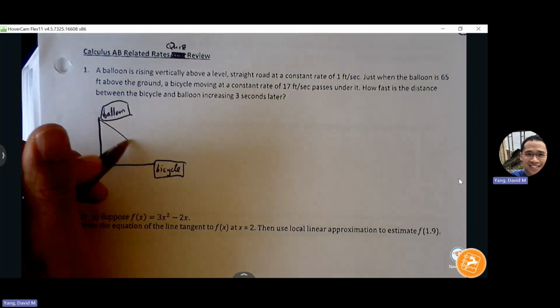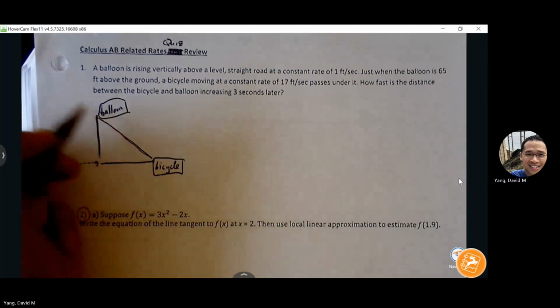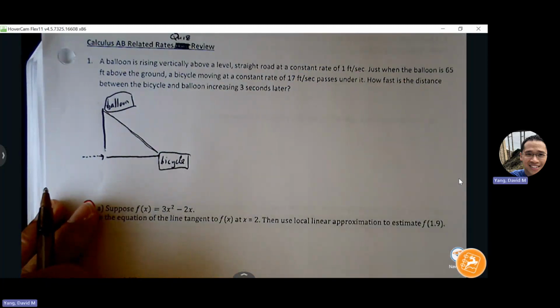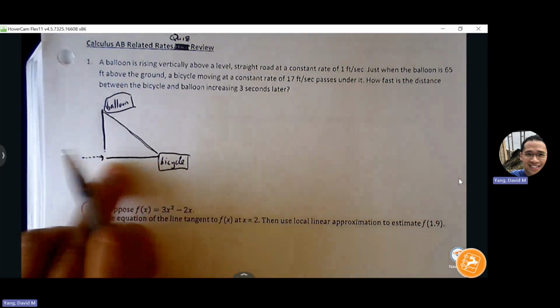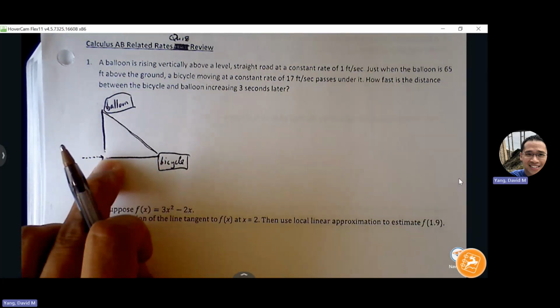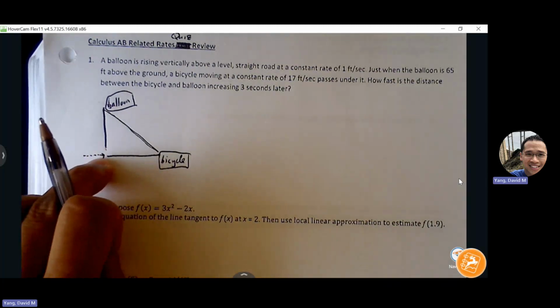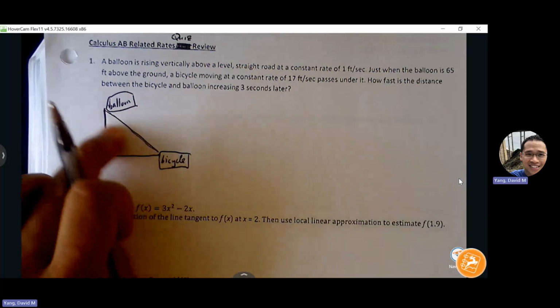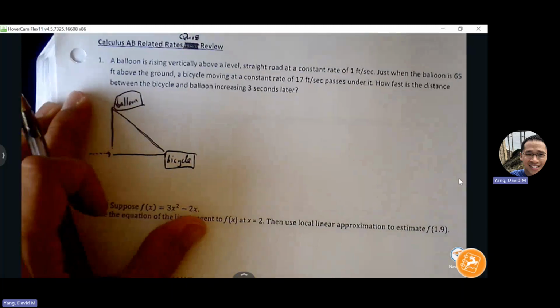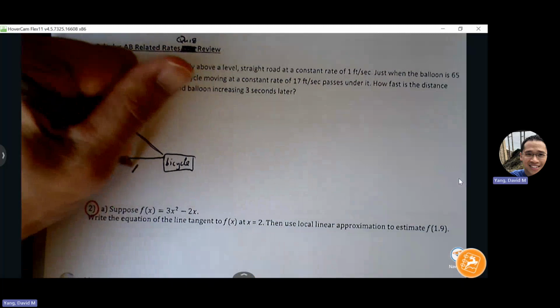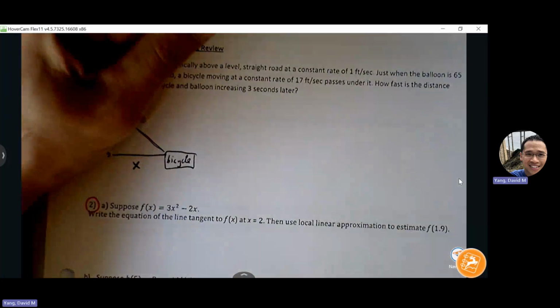So what category of problem is this? Shadow. Yeah, not a shadow problem, a Pythagorean theorem problem. Okay, so you've got the distance from the starting point to where the bicycle is, the distance from the starting point to where the balloon is, and then also the distance between the two of them, which is the hypotenuse. Okay, so I'll call this the X. I'll call this the Y. I'll call this the Z.